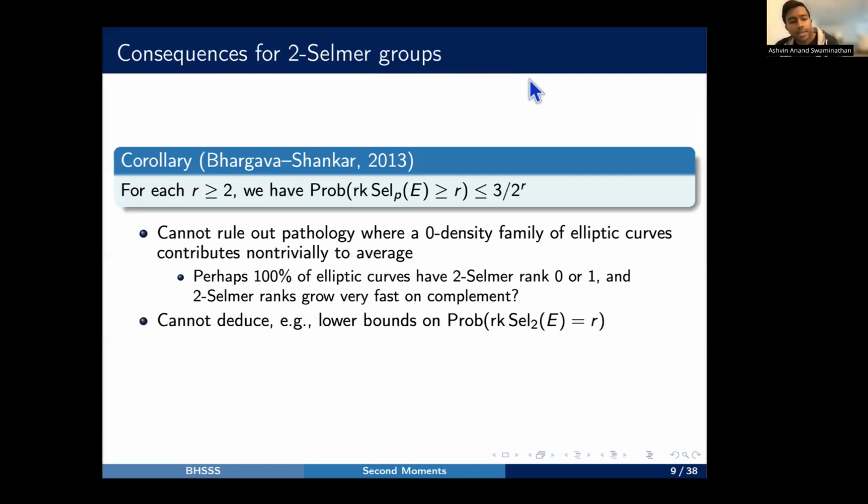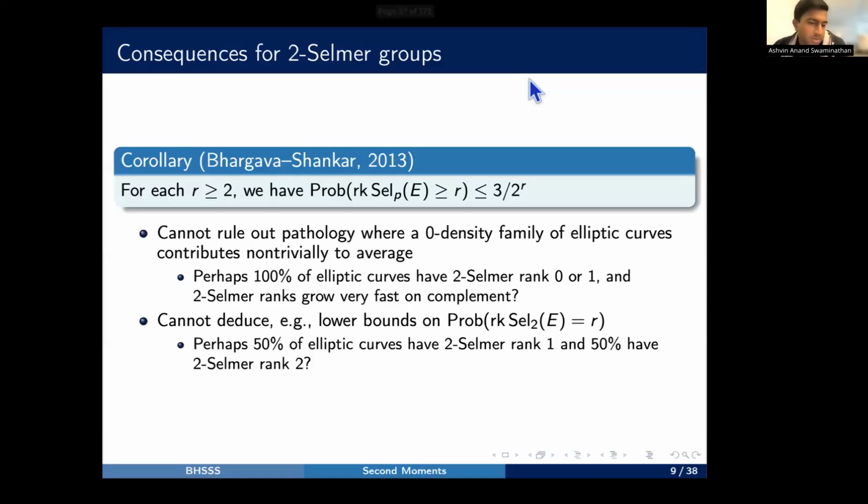The other thing is you cannot deduce, for example, lower bounds on the probability that the 2 Selmer rank of a curve is some number r. Something that could happen maybe is that 50% of elliptic curves have 2 Selmer rank 1, and the other 50% have 2 Selmer rank 2. That would make a perfect average of 3. But that would mean that, for example, 0% of elliptic curves have 2 Selmer rank 0, which is kind of hard to believe. But a priori, we can't rule that out. All right.